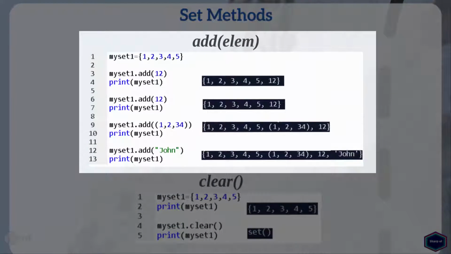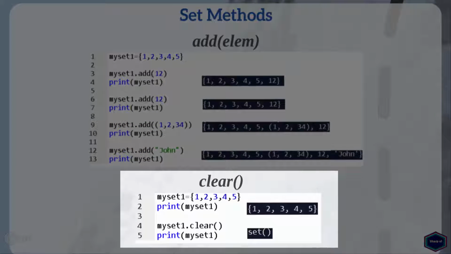The add method takes an element as argument and adds it to the set. Since a set cannot hold duplicates, if the element already exists in the set, the add method has no effect. In this example, I have added a new integer element 12 to my set1. As you can see in the output, my set1 now has the new element 12. Now if I again try to add integer object 12, set1 will remain unchanged. Since a set can only hold immutable objects, you can also add tuple or string objects to your set.